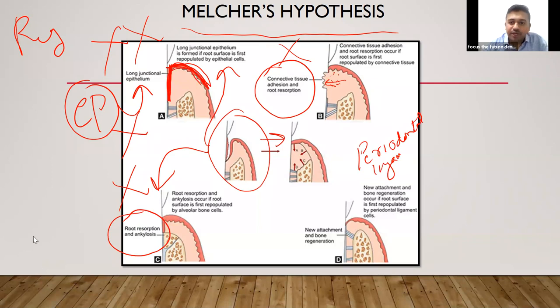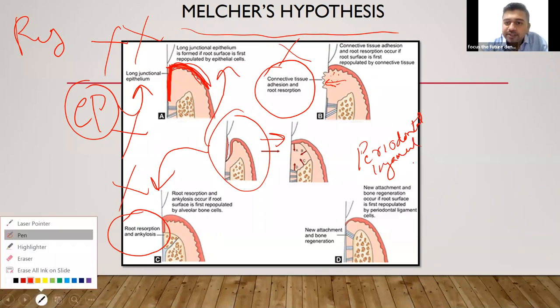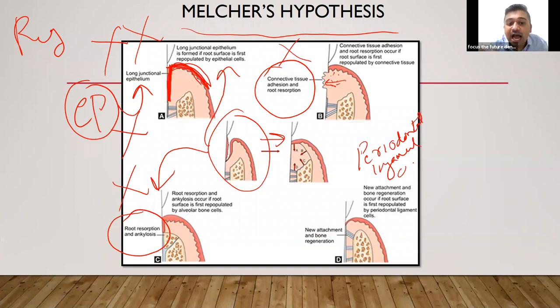Pen is giving me trouble today. Okay, periodontal ligament cells. These cells are ideal. Now, what do these cells do? The periodontal ligament cells, along with your alveolar bone cells, if they work together, will result in formation of new attachment. That is new cementum, new alveolar bone, and new periodontal ligament fibers.